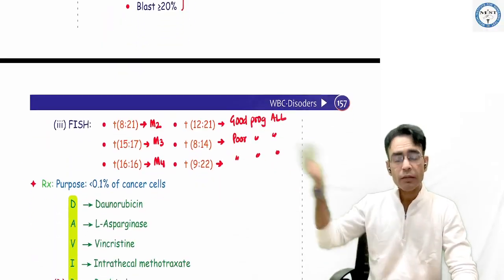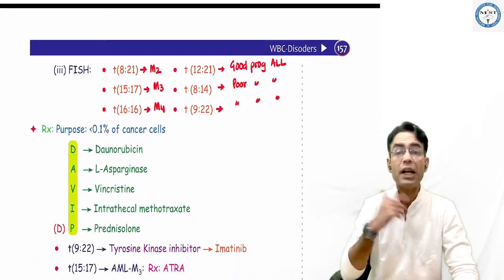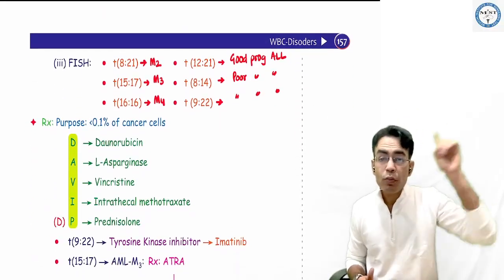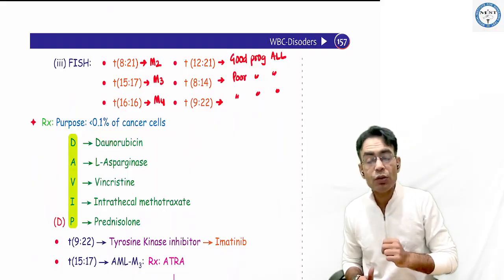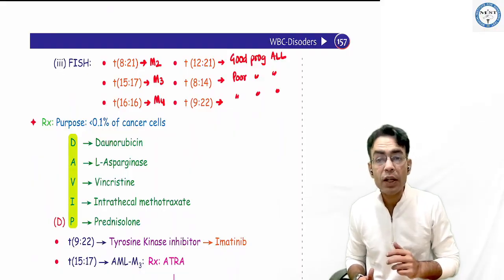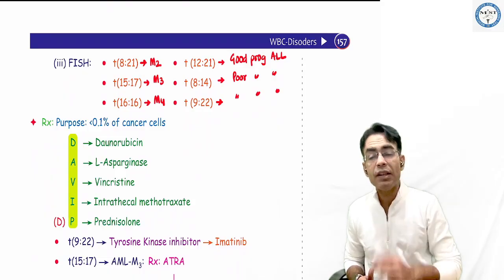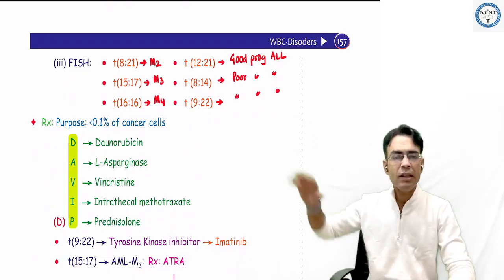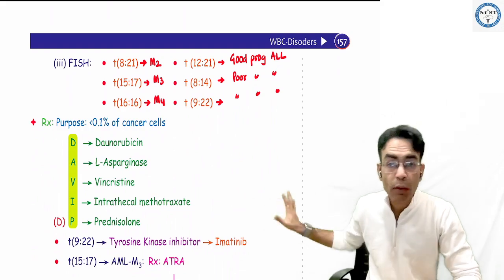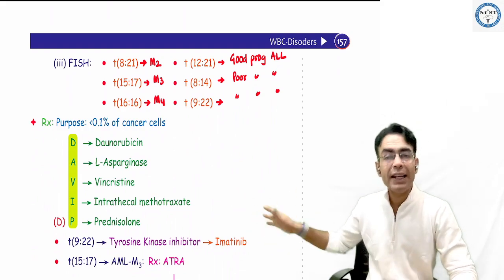Else, what you can do: FISH. FISH से आप सारी translocation पता लगा सकते हो. Good prognosis ALL translocation was 12;21. Poor prognosis ALL translocation was 8;14 and 9;22. AML के साथ we did 3 translocations: 8;21, 15;17, 16;16. All this can be seen. Treatment आपको याद नहीं करना है. Forget about it. पढ़ो भी मत. याद ही नहीं करना है.